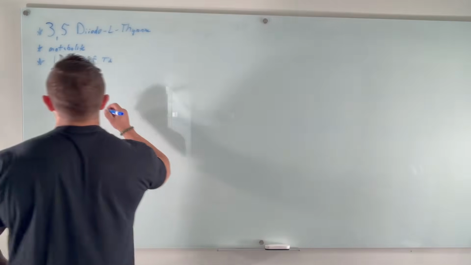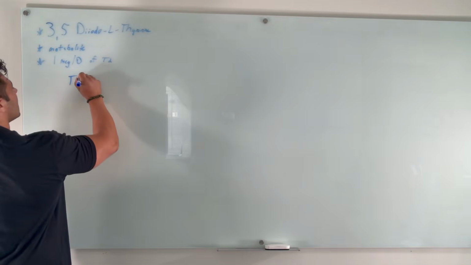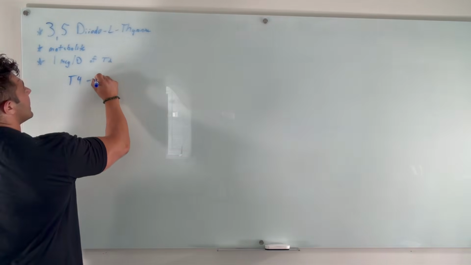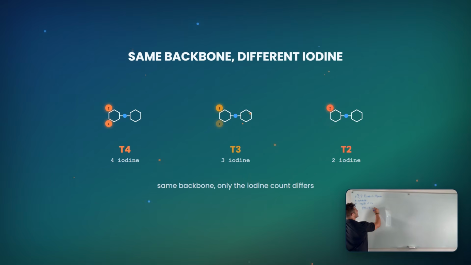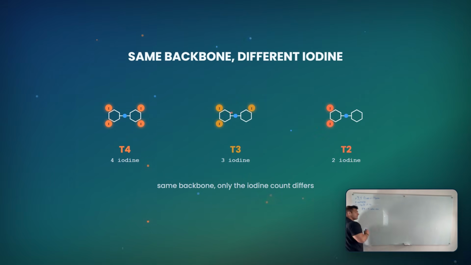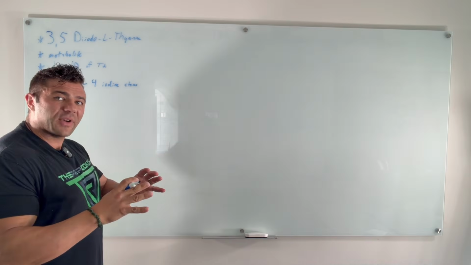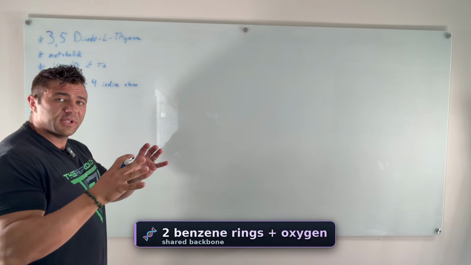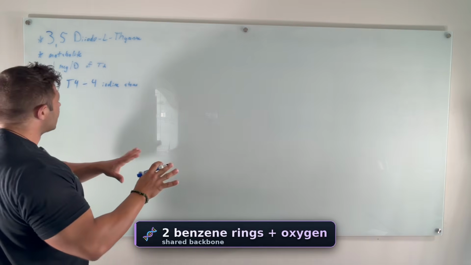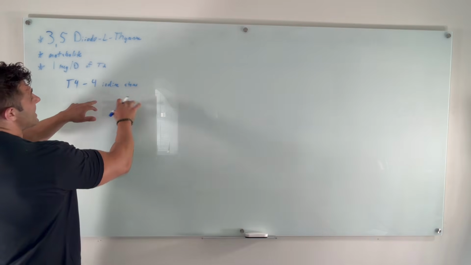So let's go very basic, right? And this is going to make sense. T4, why is it called T4? Because it has 4 iodine atoms. Makes sense, right? They all have the same backbone, that benzene backbone, 2 benzene rings with an actual oxygen. So those are all the same. And then the addition from there is the number of iodines.